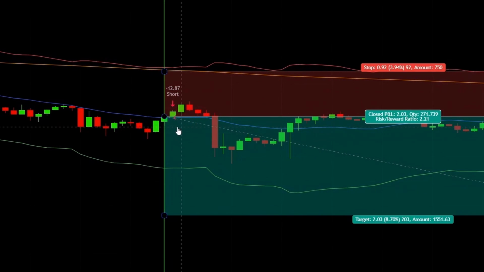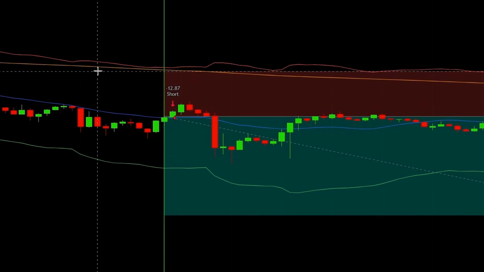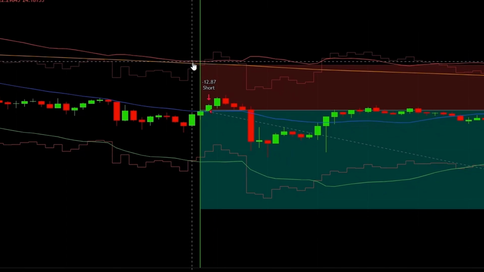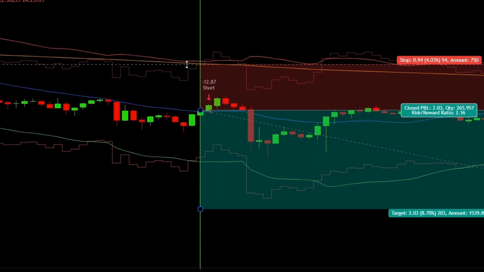All of the conditions are met for a valid short entry, so we can enter at the close of the signal candle or at the open of the next candle. The stop loss will be placed at a 5.5 times ATR distance. So again, let's use our NNFX ATR indicator. And as you can see on the signal candle, the upper band was right there.